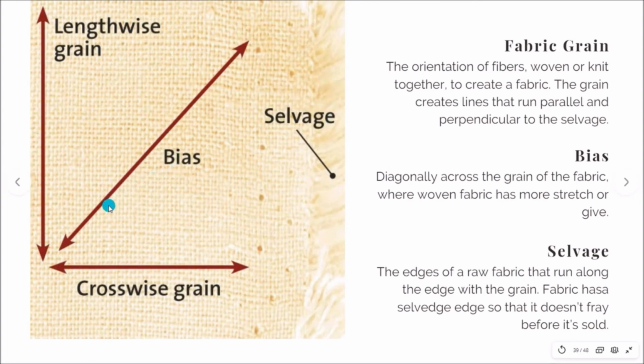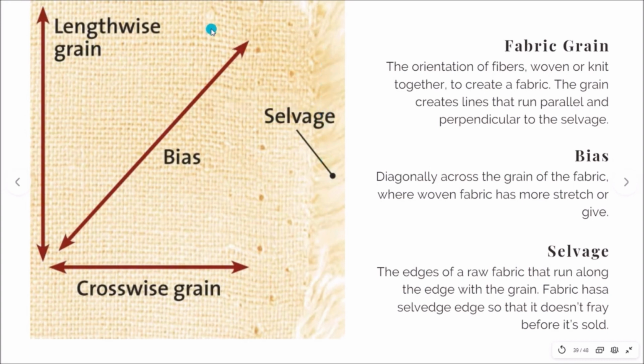The bias is diagonally across the grain of fabric, and this is where there's a little bit more stretch or give, especially on a woven fabric. Then the selvage edge is the edge of a raw fabric that runs along the edge with the grain, parallel to the grain, and it doesn't fray. This is how it is when it's sold. You'll see this special selvage edge and it won't fray because they've put it on the roll of fabric that way.